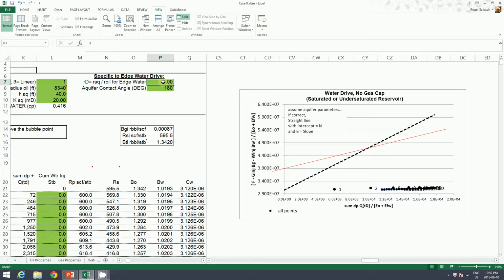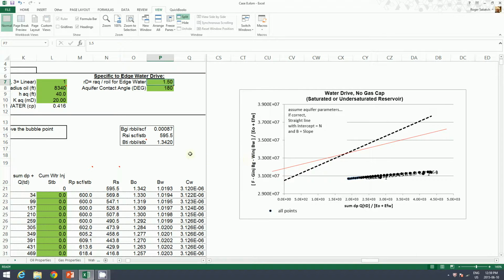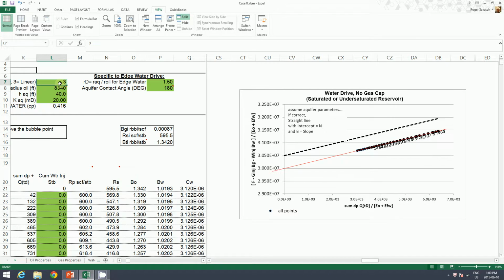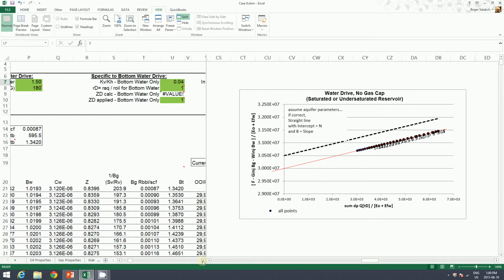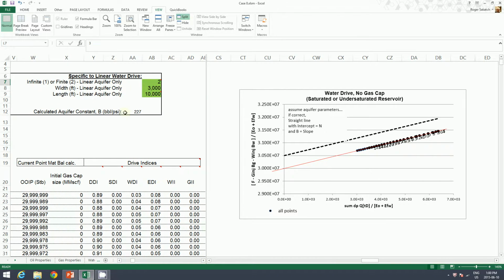Or maybe the dimensionless radius of that aquifer is less than that. Let's maybe try 1.5 or something like that. I think we could play around with it a little bit more, but it's hard to really come up with a match. The only thing that I'm really able to come up with a decent, and in fact a very good match, is by modeling this thing as a linear aquifer with a finite condition and a 3,000 foot width of the aquifer and a 10,000 foot length.